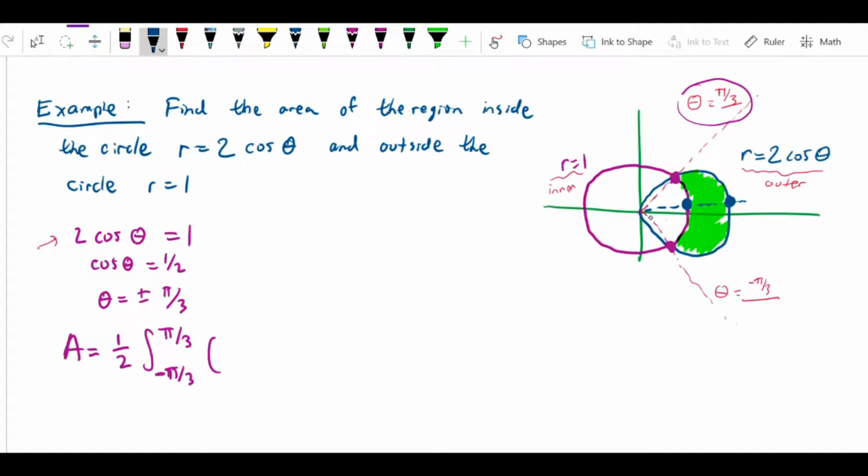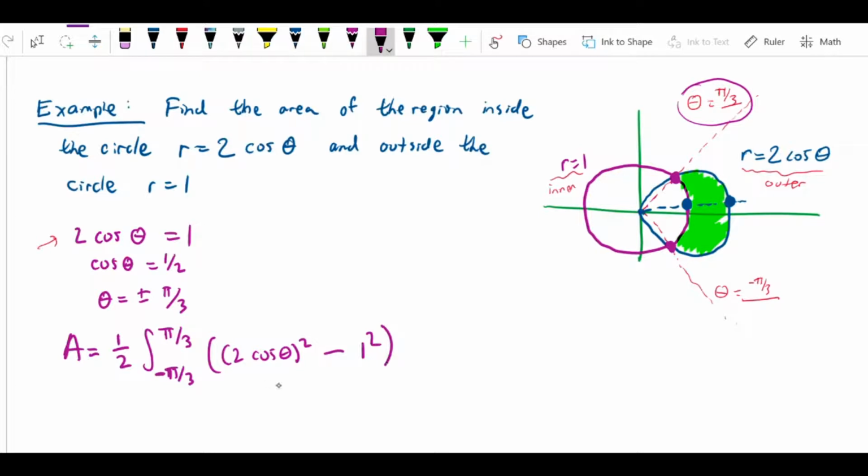So this is one technique that you can use if you're confused about which is the inner curve and which is the outer curve: start at the origin and draw a radial line outward from the origin. The first curve you intersect will be the inner curve. The second curve that you intersect will be the outer curve. So that's one way to think about it geometrically. All right, so we have now the outer curve, which is 2 cosine theta. So that's going to be 2 cosine theta squared minus 1 squared.